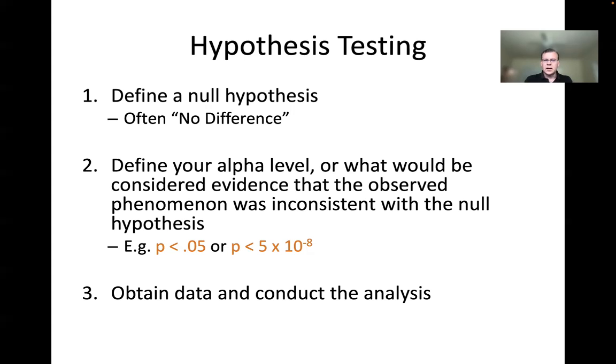Of course, at that point, we then define what would be considered sufficient evidence to reject the null hypothesis. Say p is less than 0.05, for example. In a genome-wide significance framework, we might want to say p is less than 5 times 10 to the negative 8, and that would be our threshold for rejecting the null hypothesis. And the final thing that we do is we go and collect data, and then we actually conduct our analysis and see where the parameters fall.